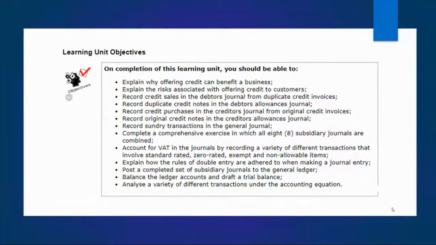Okay, so these are just the learning objectives regarding Learning Unit 5. The main thing you need to know is you need to be able to complete the journals and then transfer that information to your general ledger, and then from the general ledger into a draft trial balance. That is the main aim of this learning unit, or to transfer it in the accounting equation.